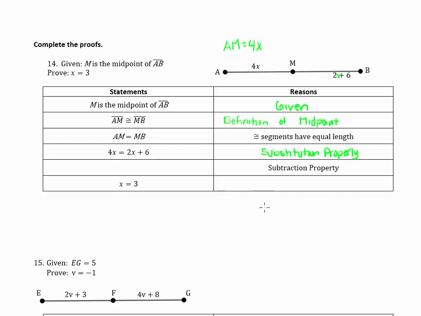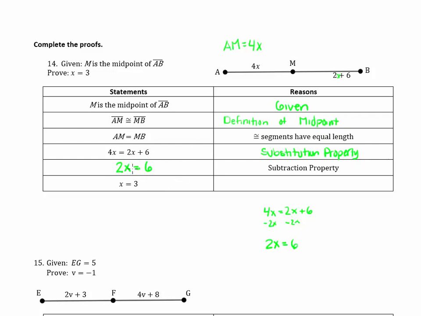So I'm going to do the work over here. So 4x is equal to 2x plus 6. If I use the subtraction property to subtract 2x from both sides, I get 4x minus 2x, which is 2x. 2x minus 2x is 0, and 0 plus 6 is 6. So we're left with 2x equals 6.